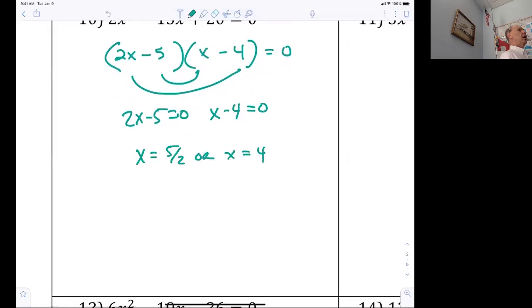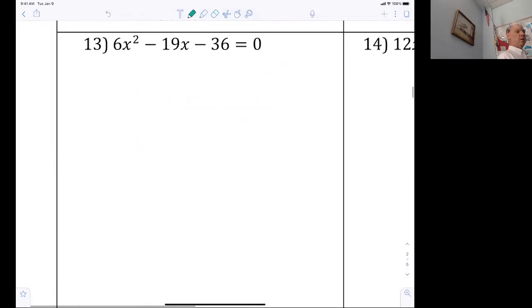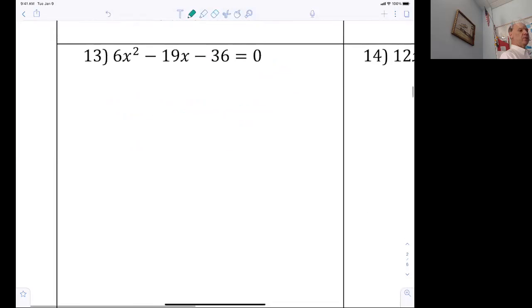If you can factor, it's simple. All right, here we go. Number 13. Is there a GCF? No. So this one's kind of annoying. So here we go.